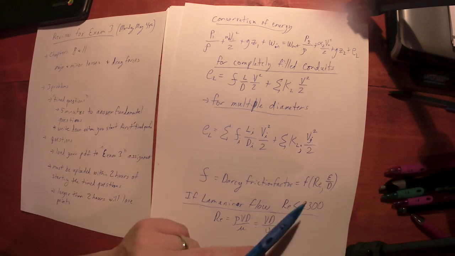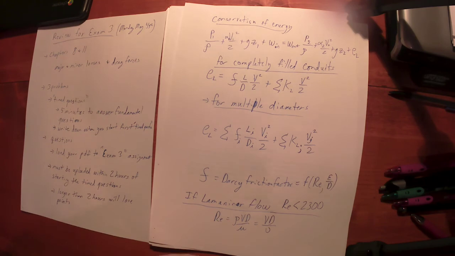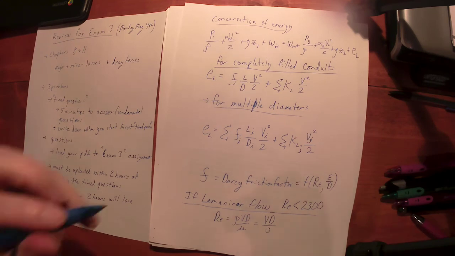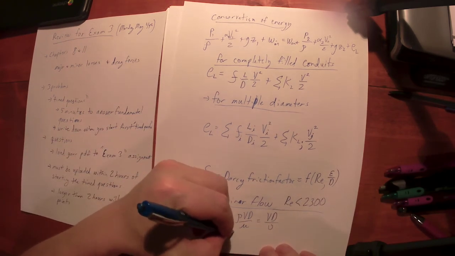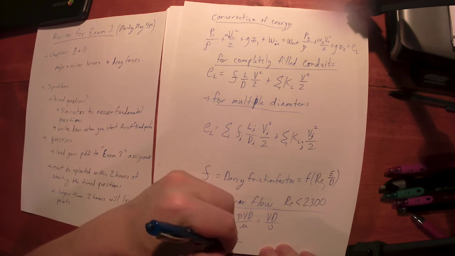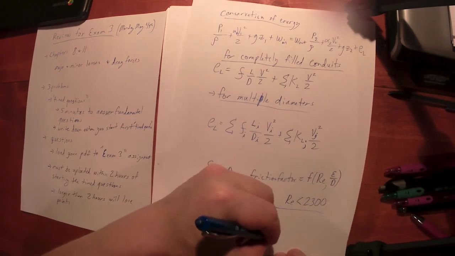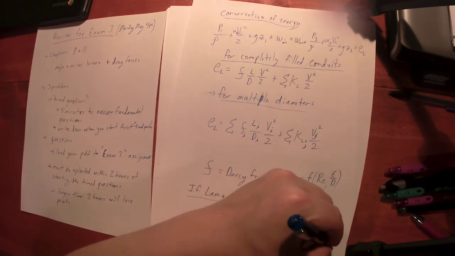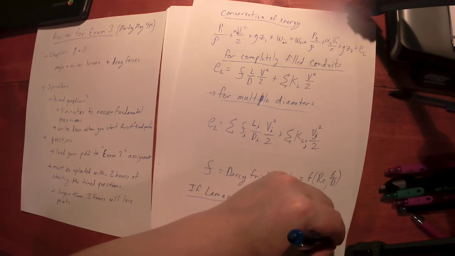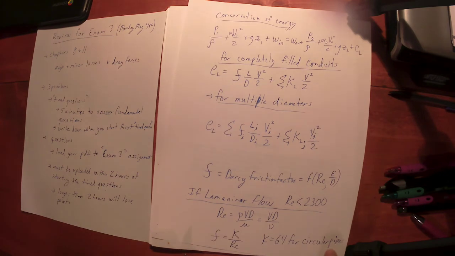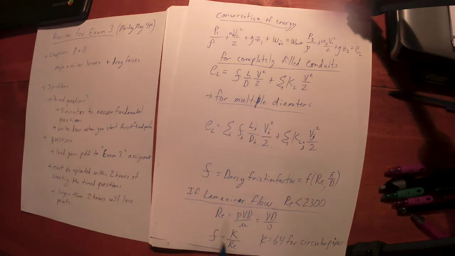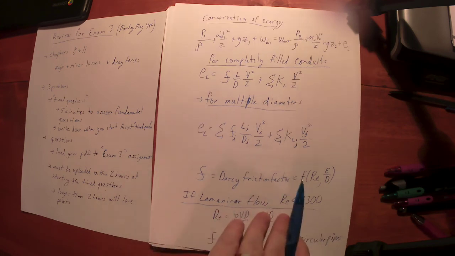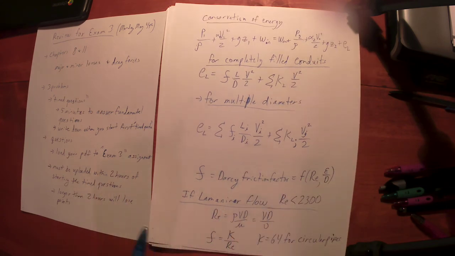If I've got a Reynolds number for my flow less than 2300, that means there's a very good chance all those molecules are moving in a nice, parallel, laminar fashion. If that's the case, the Darcy friction factor just ends up being a constant value K divided by the Reynolds number, and K is equal to 64 for circular pipes. There's a table in your text for other shapes of pipes, but if it's circular, it's just 64. Other shapes, it's going to be a function of the geometry. Okay, so that's if it's laminar flow, and this is pretty simple. 64 over Reynolds number.